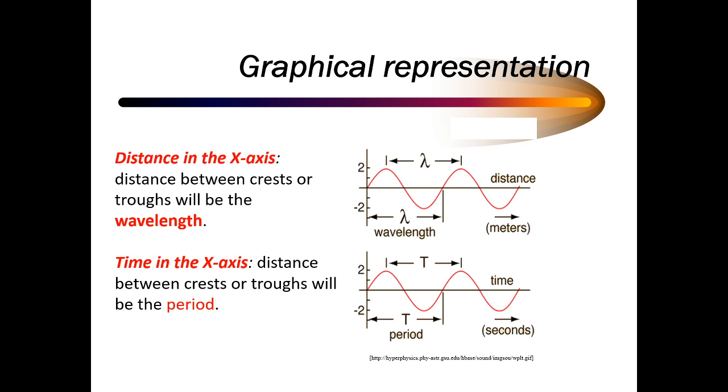All right, and the last thing we're going to show here is a graphical representation of wavelength and distance, and then also period and time. So just keep in mind that whenever we graph wavelength, distance is always going to be on the x-axis, and the wavelength is going to be measured like that. So we can measure the wavelength going from one crest to another, or one trough to another, or one starting point like this to another. That would be an example of a wavelength, and it's usually measured in meters or some unit of meter, like a centimeter or a nanometer.